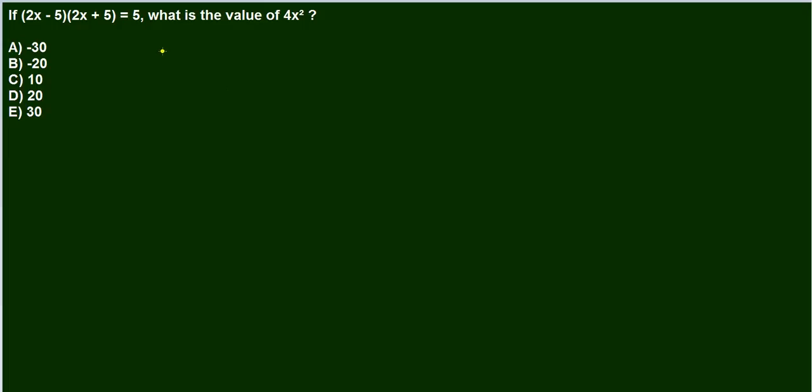If the quantity of 2x minus 5 times the quantity of 2x plus 5 equals 5, what is the value of 4x? Alright, well that sounds pretty easy to me. Let's just keep in mind what we're looking for here. Make sure we don't lose sight of the main goal, 4x. So let's see if we can find a 4x in this problem. Well, let's look at it. Let's see what we got right now.